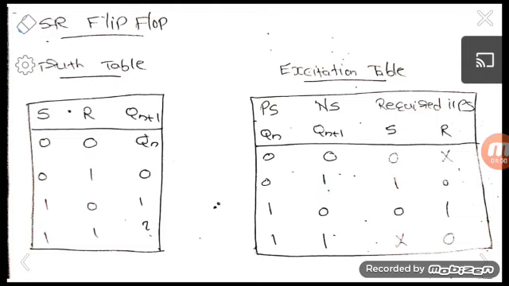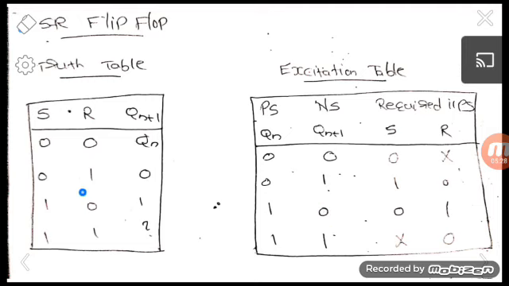For changing the output from 0 to 1, we need to apply the input s equal to 1 and r equal to 0. No other combinations are there, so here we are writing s is 1 and r is 0. Also for the next condition, when Qn is 1 and Qn+1 is 0, we know that the next output of the flip-flop must be 0.